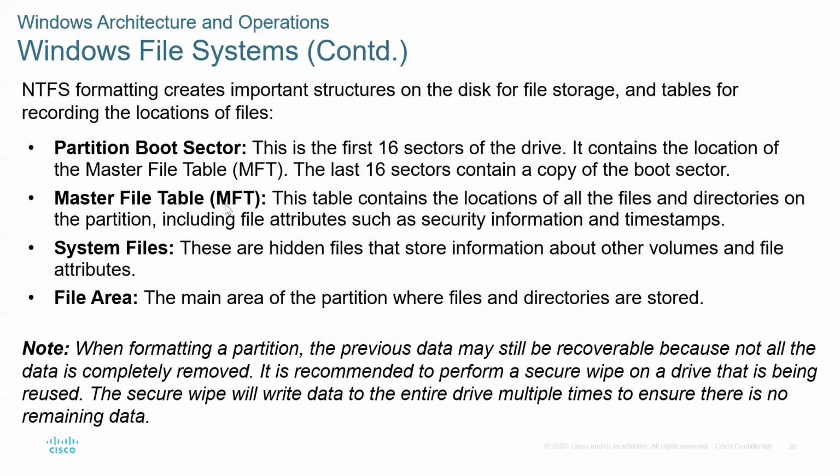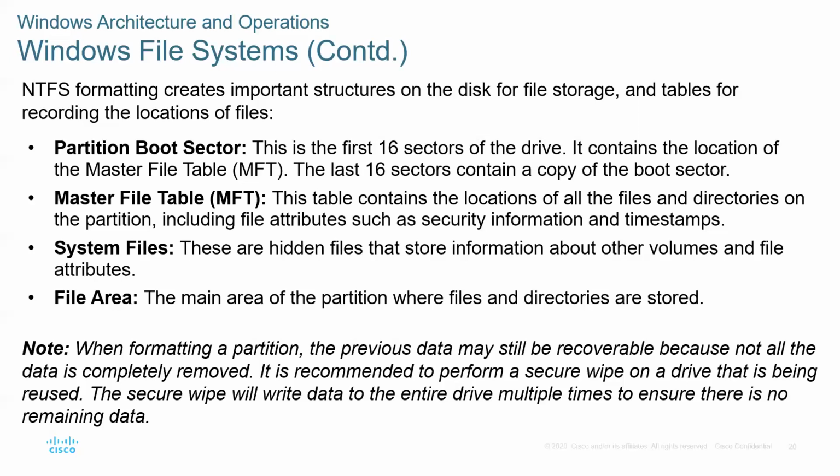System files are typically hidden files that store information about other volumes and file attributes. And then you have the main file area, which is where your partitions are, which stores your files and directories. When you format a partition, the previous data may still be recoverable because not all of that data is completely removed, and therefore it's recommended to perform a secure wipe on a drive that is being reused. A secure wipe basically writes data to the entire drive multiple times until there's no remaining data.